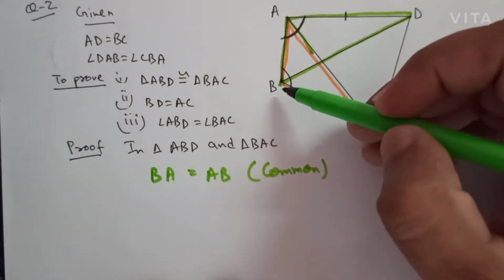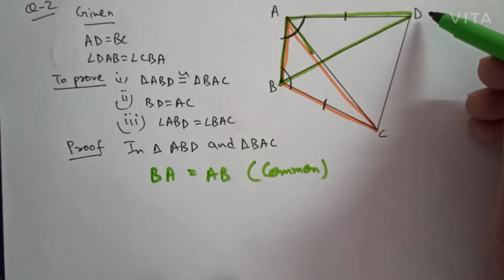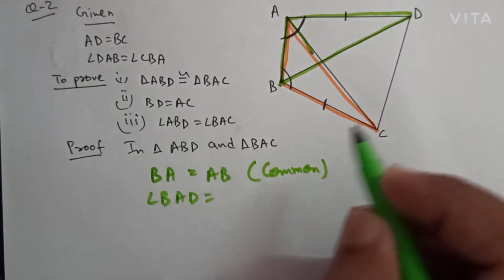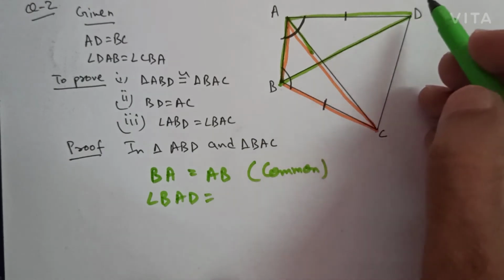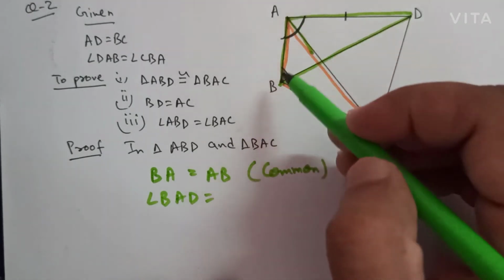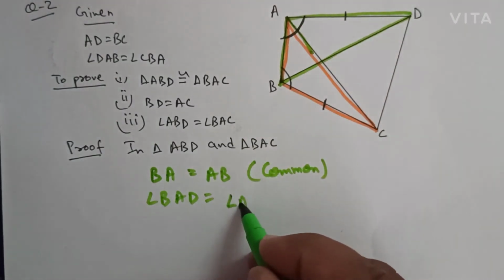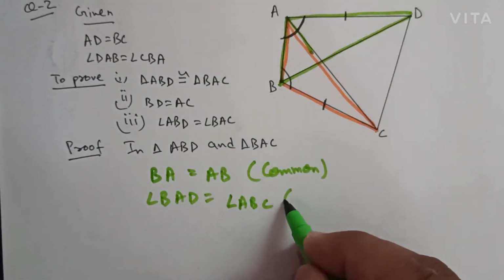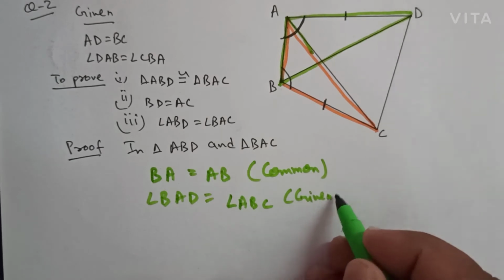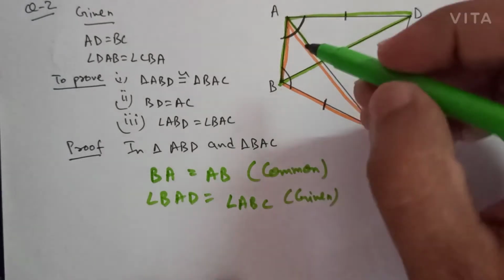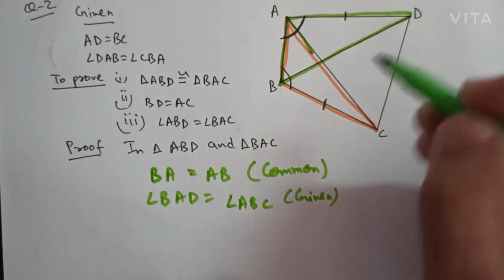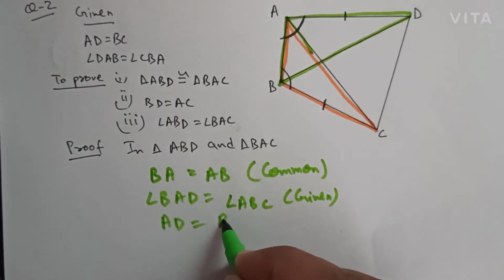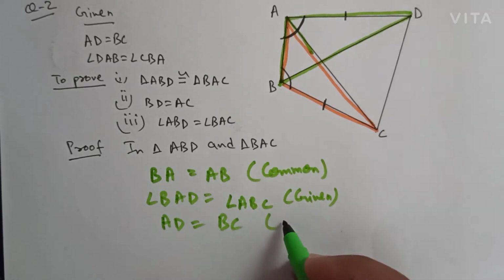Then angle BAD, it is given already equal to angle ABC. That is the same as DAB and CBA. It is given. And the third thing is that AD is equal to BC. It is also given.